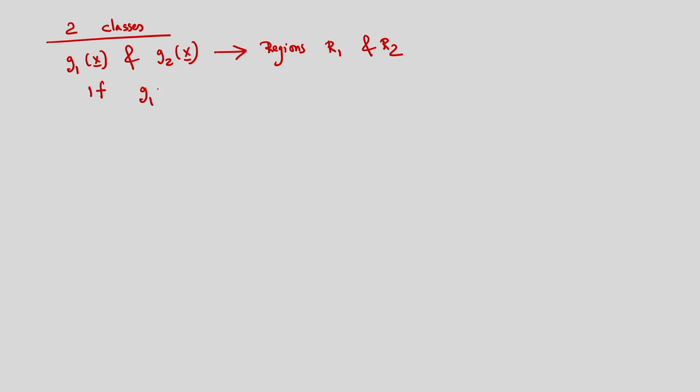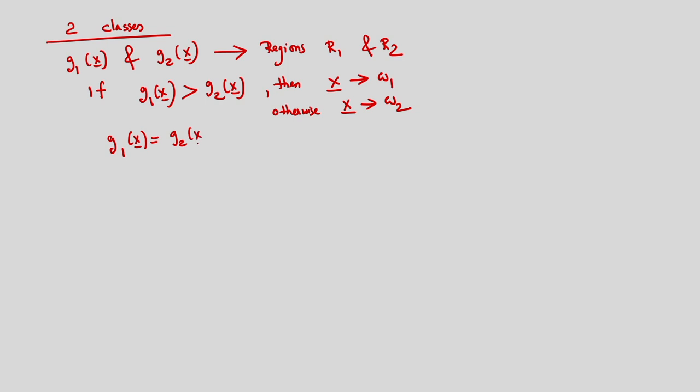So if g1(x) is greater than g2(x), then what I have to consider? Then x should be assigned to the class omega 1. Otherwise, x should be assigned to the class omega 2. And what is the equation of the decision boundary? The equation of the decision boundary is g1(x) is equal to g2(x). So that means this equation I can write like this, g1(x) minus g2(x) is equal to 0. So I can simply write like this, g(x) is equal to 0.